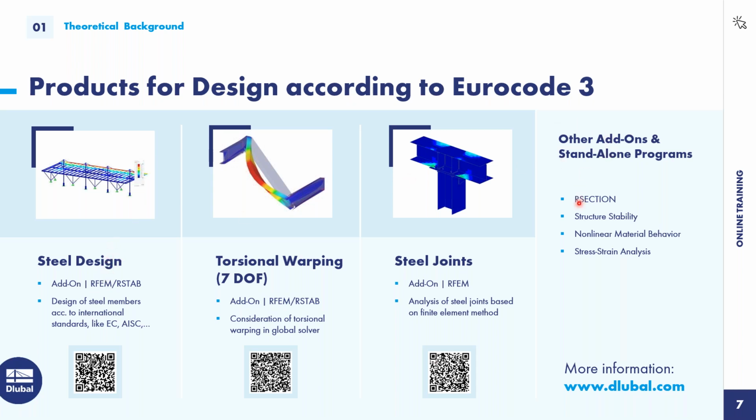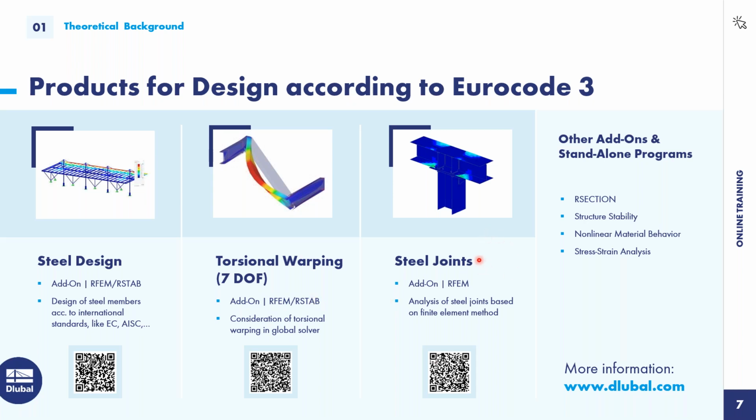You have already learned about some other add-ons like Cross-Section Stability, Structure Stability, and Nonlinear Material Behavior. On top of that, we also have another add-on, Torsional Warping. The Warping Torsion add-on considers 7 degrees of freedom and allows you to consider cross-section warping as an additional degree of freedom when calculating members in RFEM or in RSTAB. Stability problems such as torsional buckling and lateral-torsional buckling can be considered by giving you these eigenvalues and also these buckling shapes.